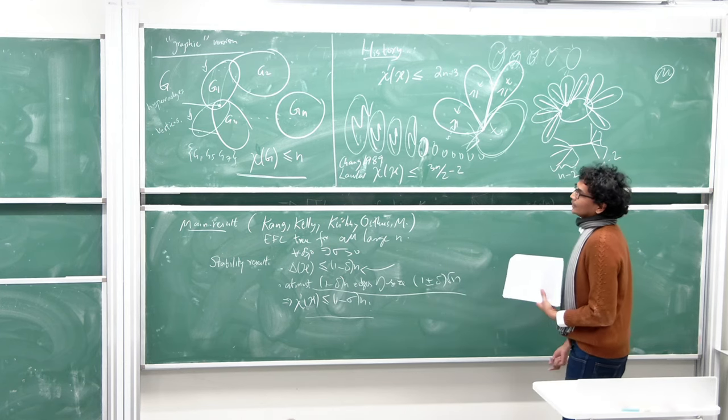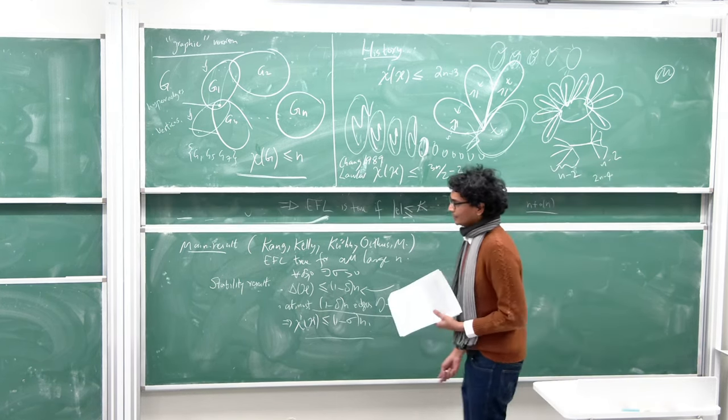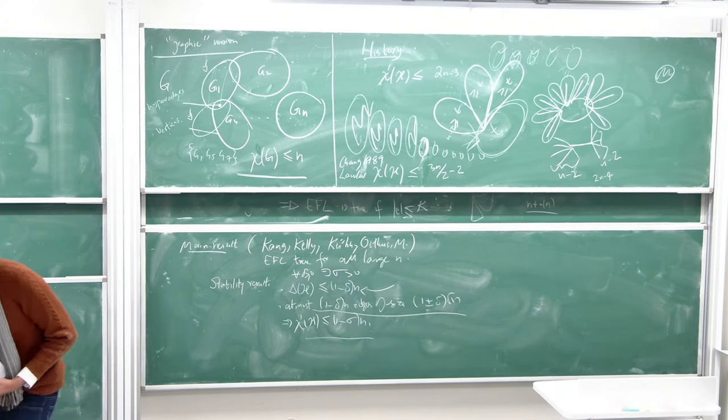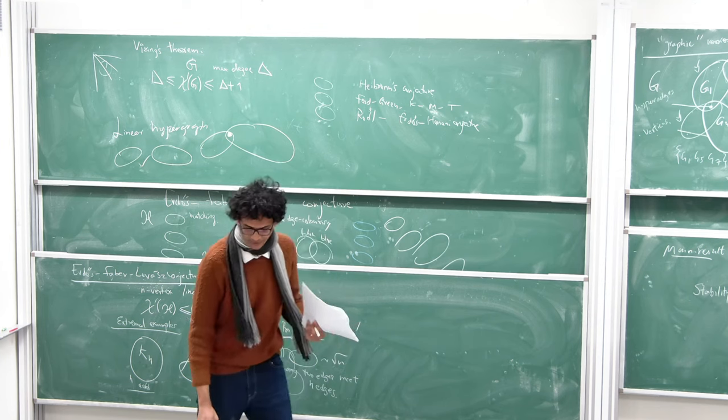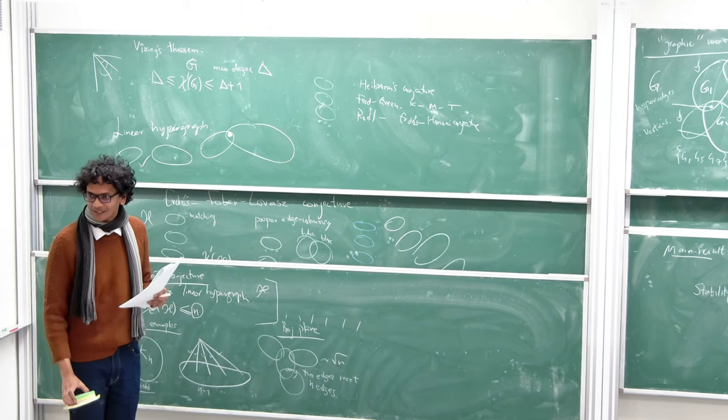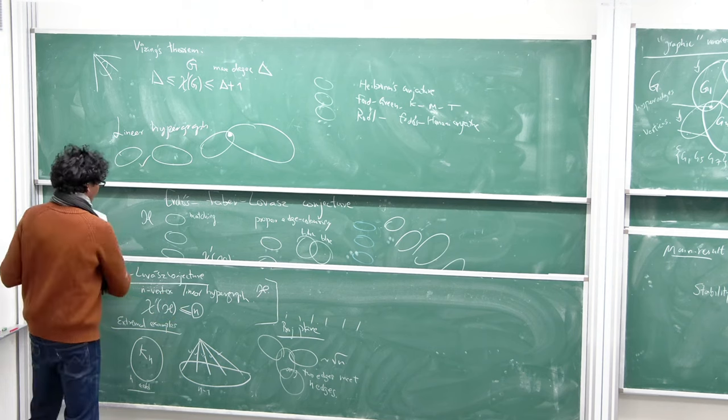Now, maybe I'll explain the proof ideas. How much time do we have? Roughly half an hour, right? Oh, 20 minutes? 25. 25 minutes, okay.